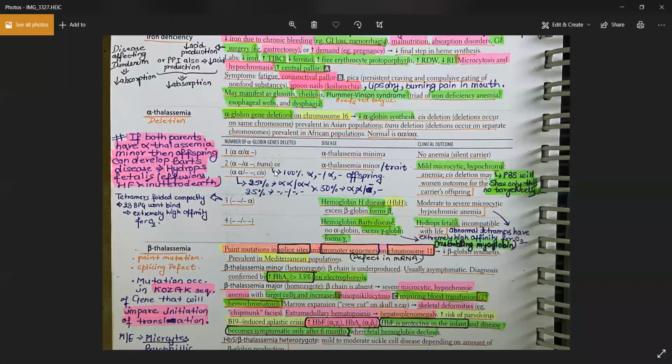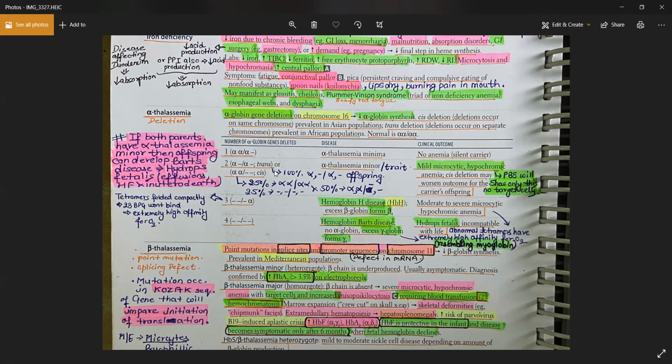In the second thing, you will have two deletions. Either it could be a trans deletion or it could be a cis deletion, right? In this case, because you're having a loss of two chains, loss of two genes, you can have a mild microcytic and hypochromic anemia on the PBS, right?